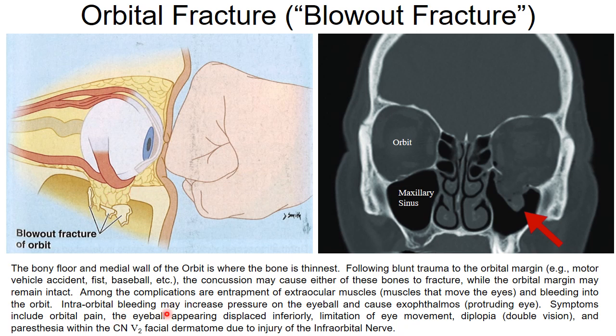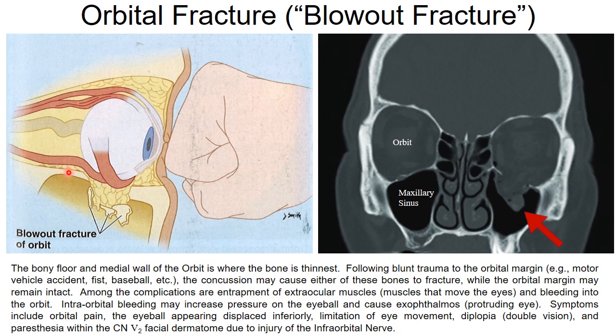And so when we look at this, just make sure I get all the symptoms there. I think I covered everything. Obviously, pain is going to be a symptom. That goes without saying. Displaced inferiorly, limitation of eye movement, double vision. And also, the other thing that we have is a paresthesia within the V2 dermatome. And I'll show you why that is in the next slide.